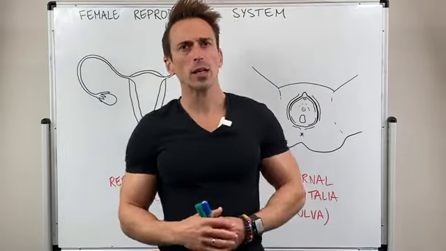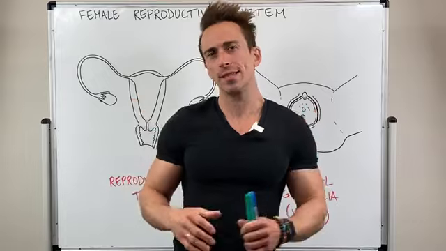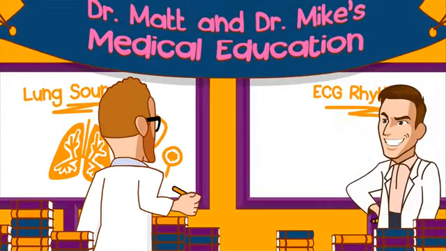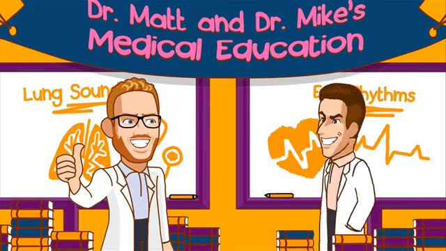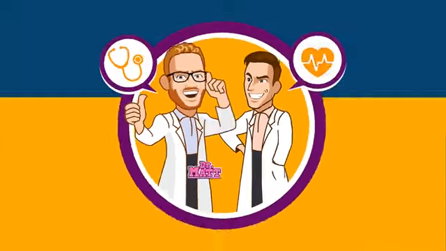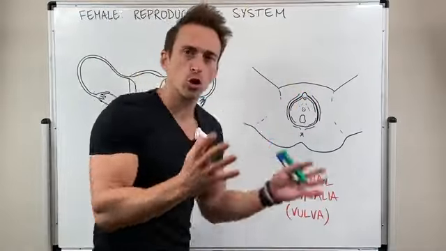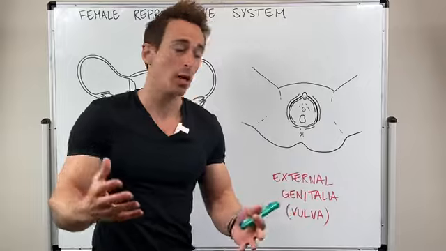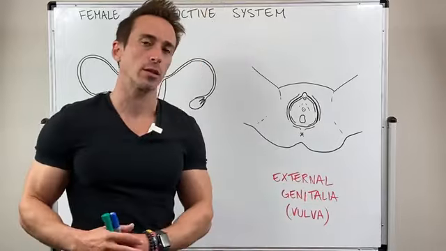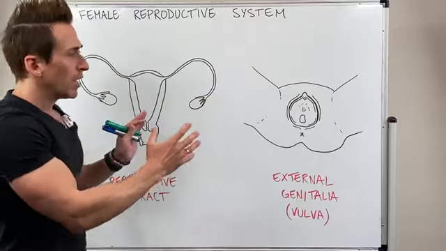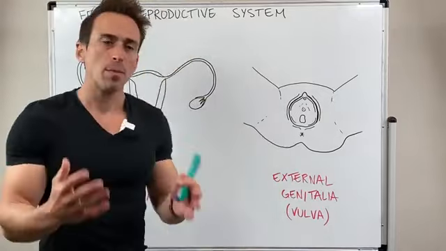In this video, we're going to take a look at the female reproductive system. Now to begin with, I think we should look at the external anatomy or the external genitalia, also known as the vulva of the female reproductive system, and then we'll move through and have a look at the female reproductive tract.